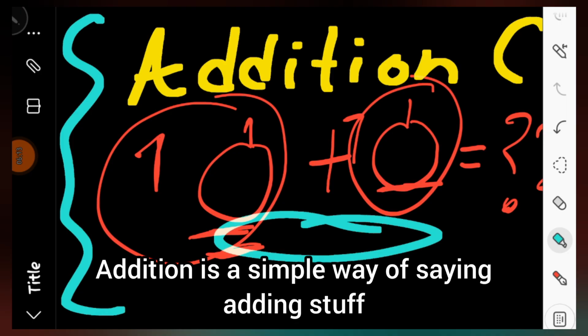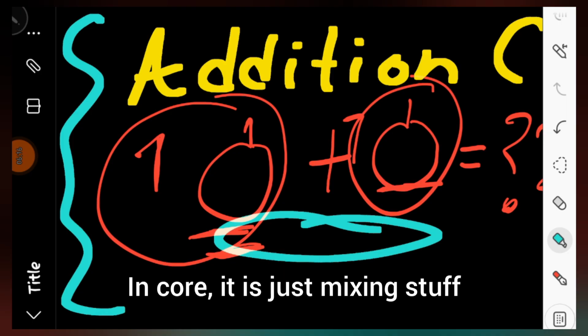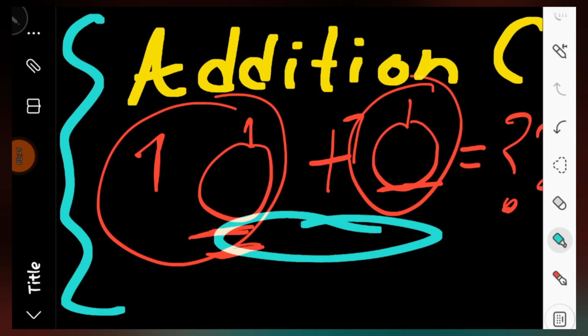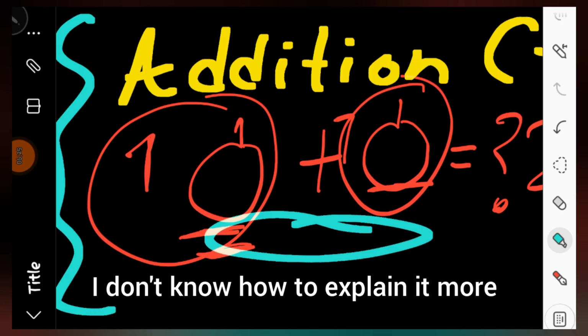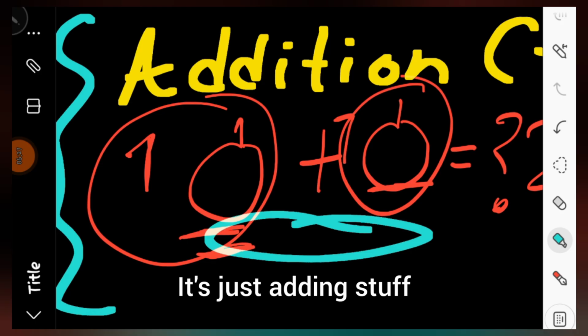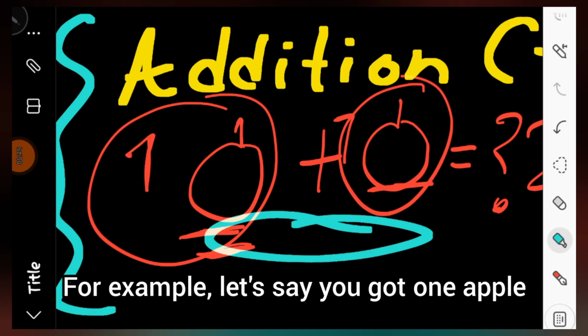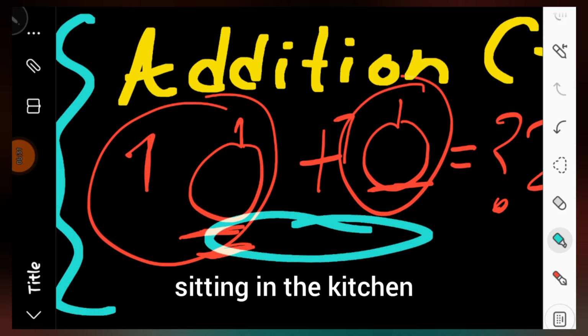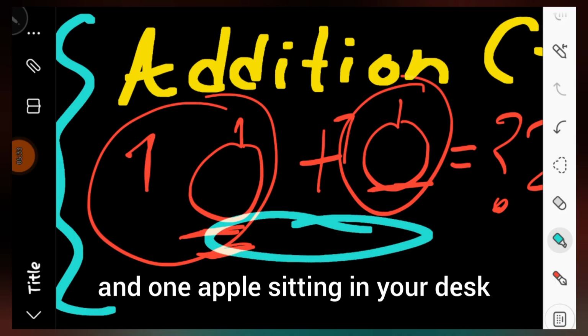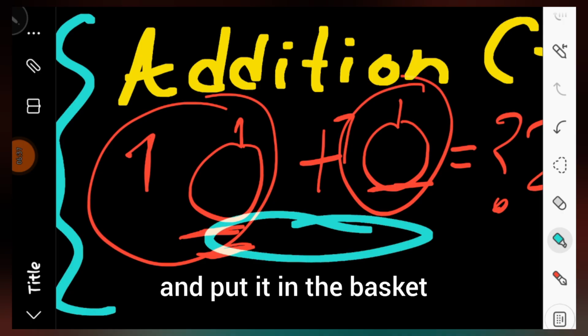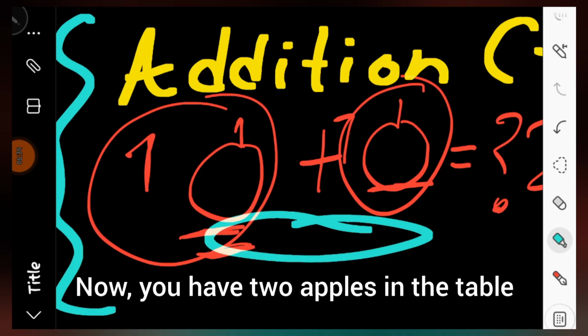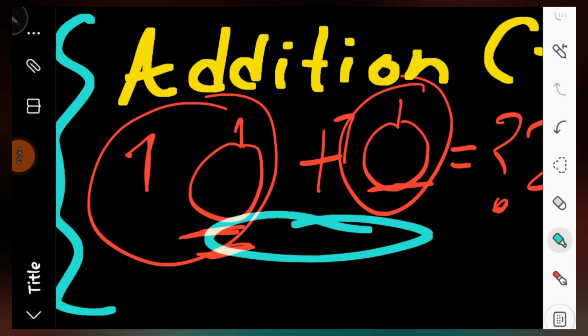Addition is a simple way of saying adding stuff. At its core, it is just mixing or making stuff together. I don't know how to explain it more. For example, let's say you have one apple sitting in the kitchen and one apple sitting on your desk. Now you pick both apples and put them in a basket. Now you have two apples on a table.